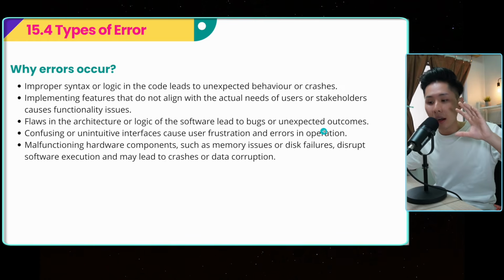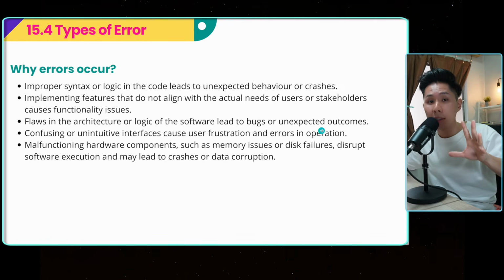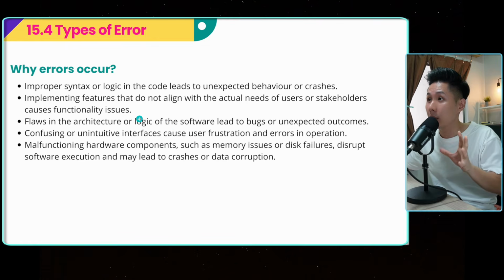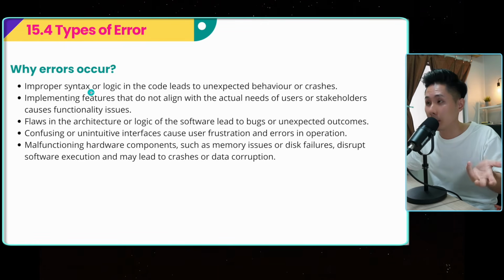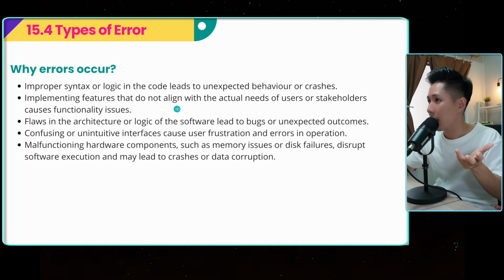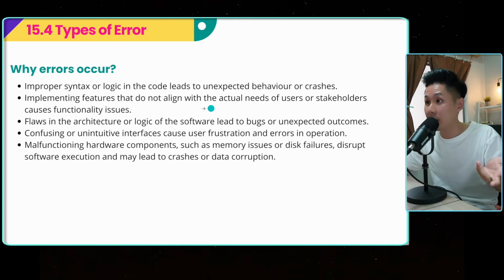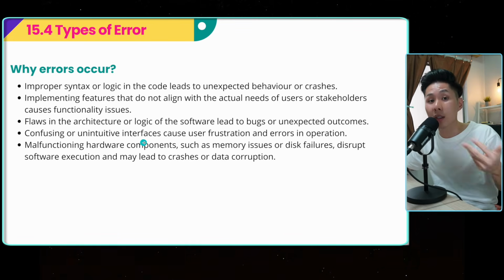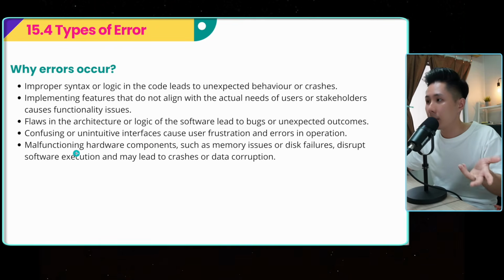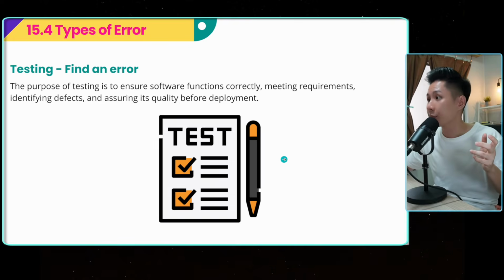Now, another aspect of software development is that errors could occur. And in this subchapter, we're going to look into why errors occur and what the different types of error are that could appear. So I have a few reasons why errors could occur: improper syntax, implementing features that do not align with what the program requirement says, flaws in architecture, confusing or unintuitive interface, meaning the user doesn't know how to use it, malfunctioning hardware components. So these are the descriptions. Feel free to read it yourself.